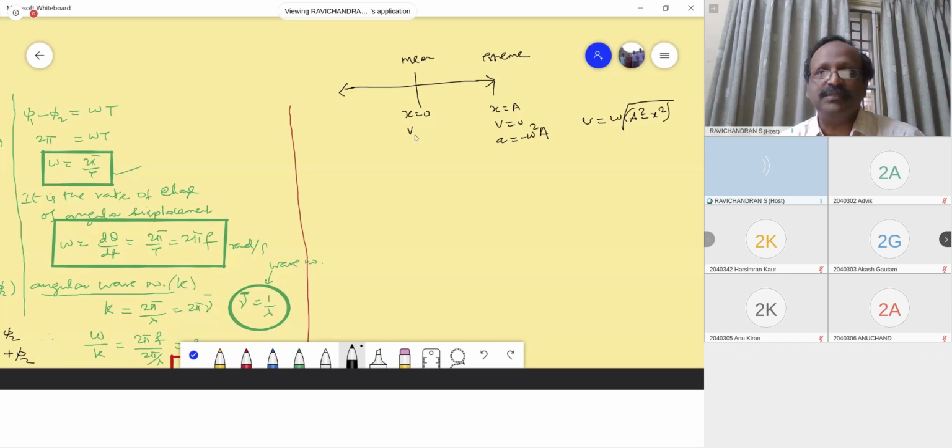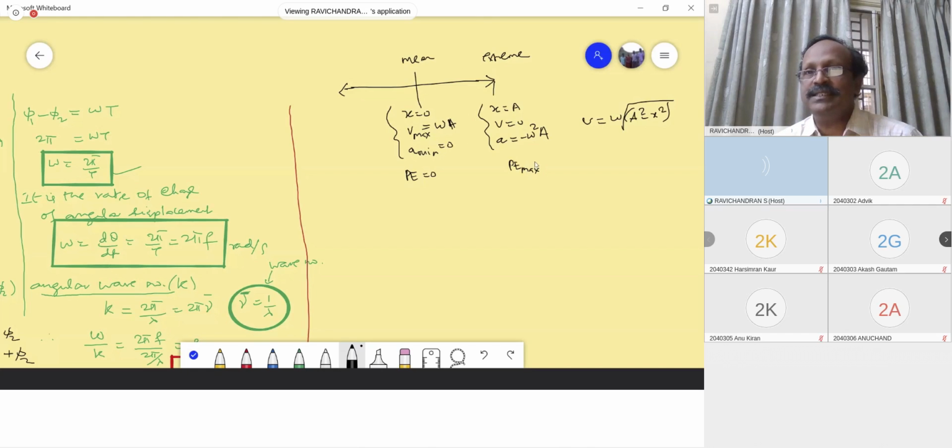At the mean position, the velocity becomes maximum, and when x is 0, you get omega A. So the maximum velocity is omega A, and the acceleration becomes minimum, that is equal to 0. So these points you should remember very, very carefully. I want to add some points here. When the potential energy is equal to 0, potential energy depends on the displacement. No displacement, potential energy is 0, but the potential energy is maximum here.